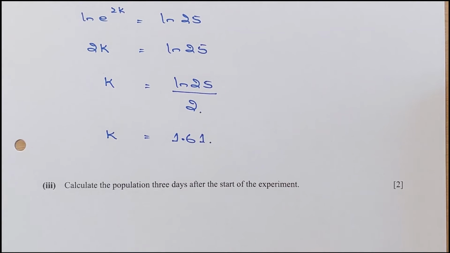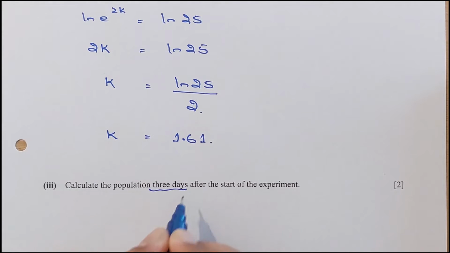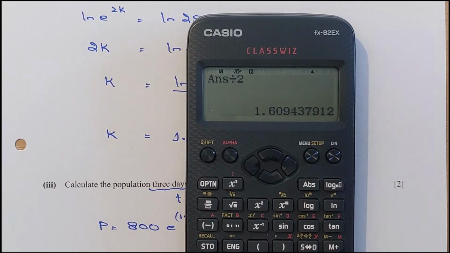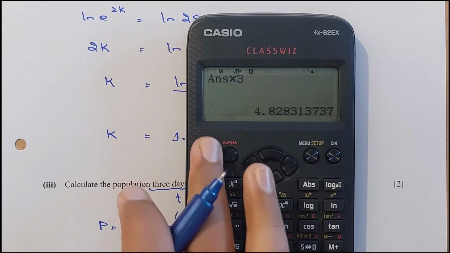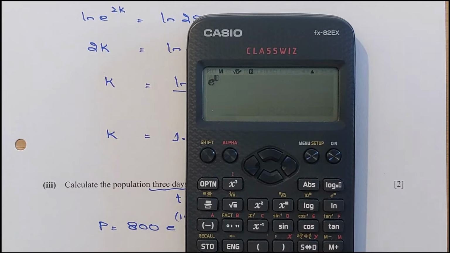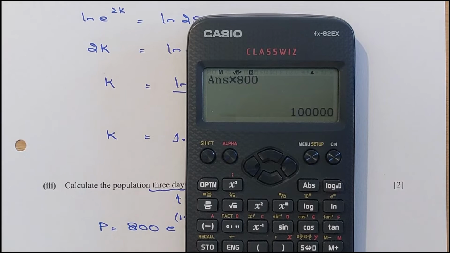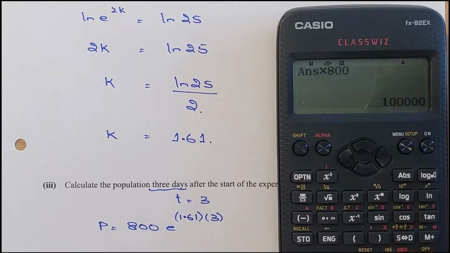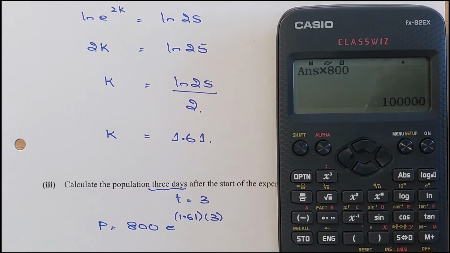Now for the third part, calculate the population 3 days after the start of the experiment, when t equals 3. So P equals 800 e^(kt), where k is 1.61 and t is 3, right? So 1.61 times 3, and e to the power of that answer, multiplied by 800. So the population is 100,000, right, after 3 days.